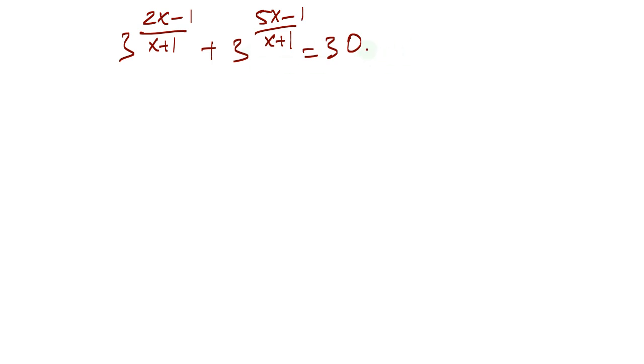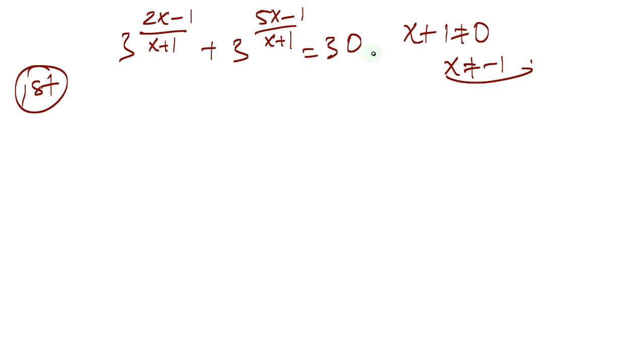Okay, so to start we have to say that our denominator x plus 1 has to be different from 0, which means that x has to be different from -1. So to start solving this, guys, first method, I'm going to multiply both sides of the equation by 3.